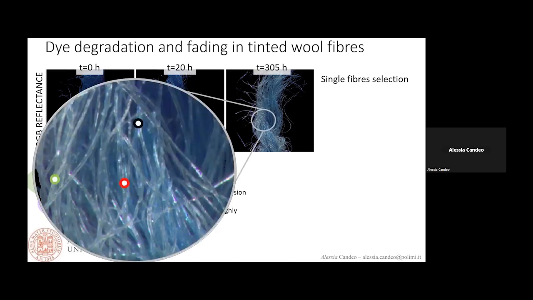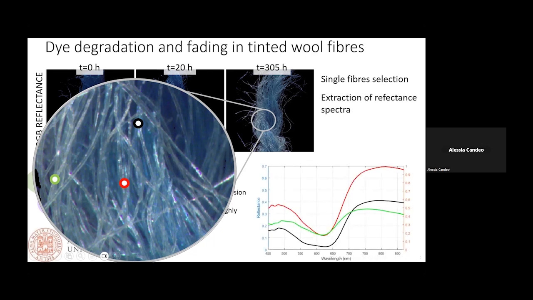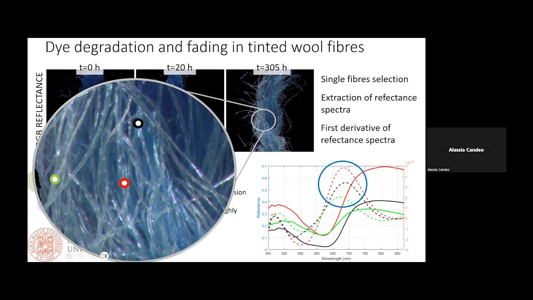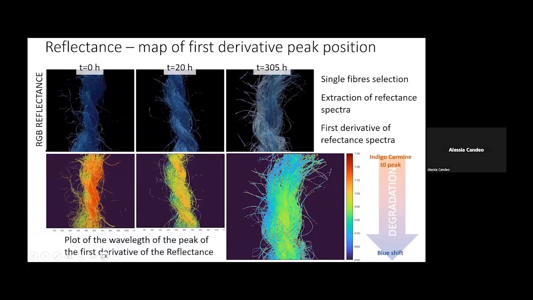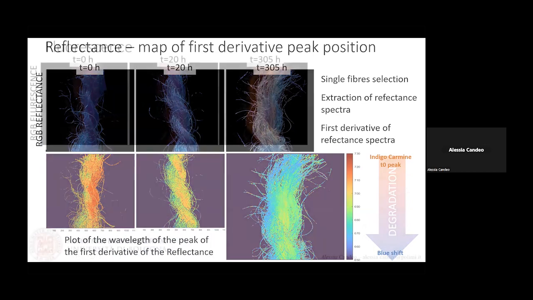From the reflectance dataset, we can first of all observe that there is a very nice resolution with all the fibers in focus, and we can even select single strands of the thread of wool, and we can again retrieve the reflectance spectra and the first derivative spectra corresponding to the selected areas, and we can again map, for example, the peak of the first derivative to understand where are the areas where the pigment is more highly degraded.